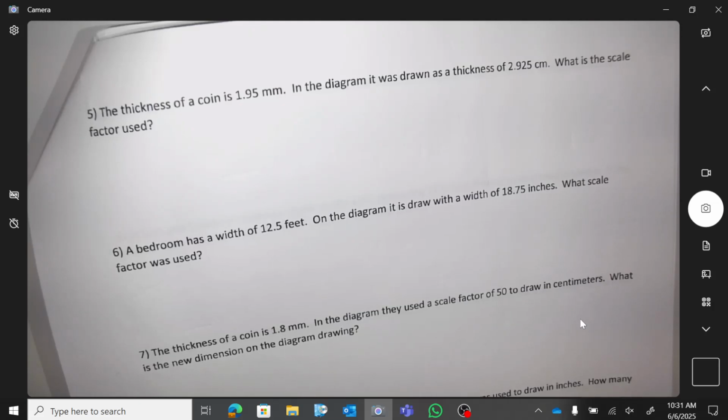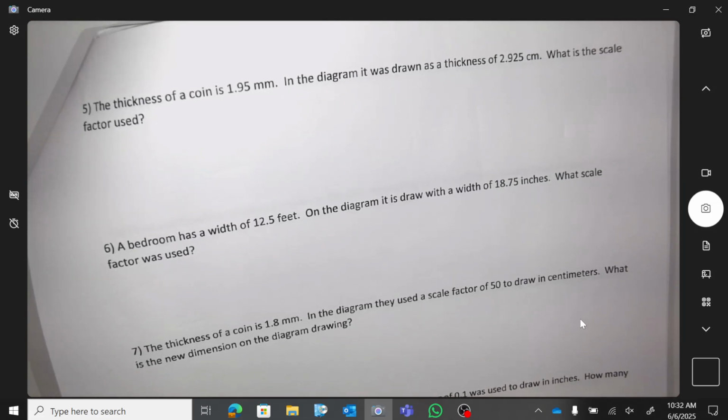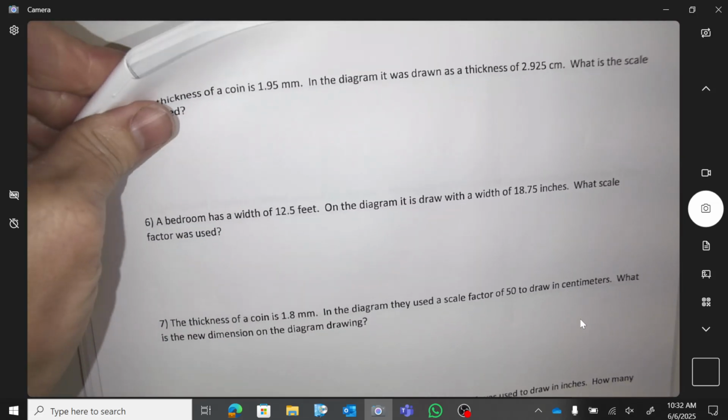So feet to inches would be times by 12. How many centimeters are in an inch? 2.54. But I would give you that. Centimeters to inches, that's a give. But if you're metric to metric, I'm not doing that for you. How many centimeters are in 1 meter? 100. How many meters are in a kilometer? 1,000, okay?